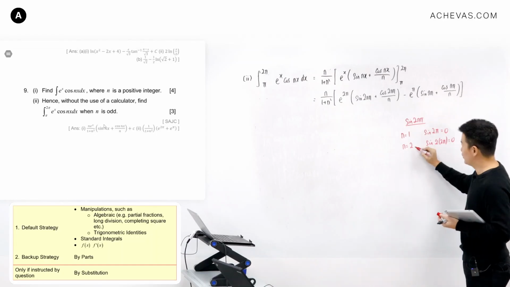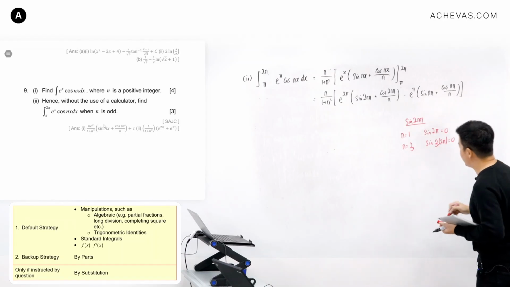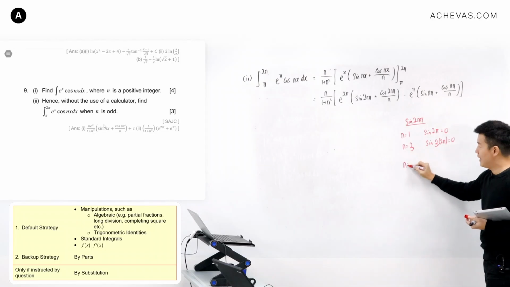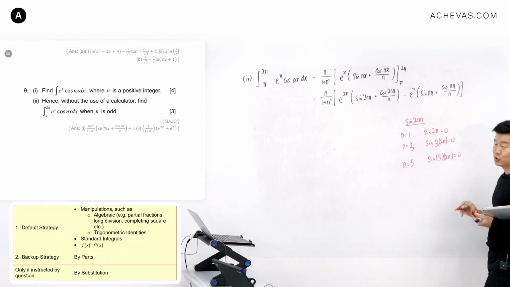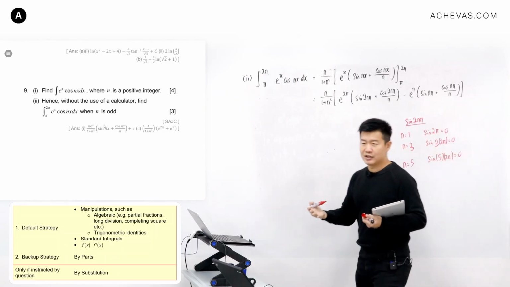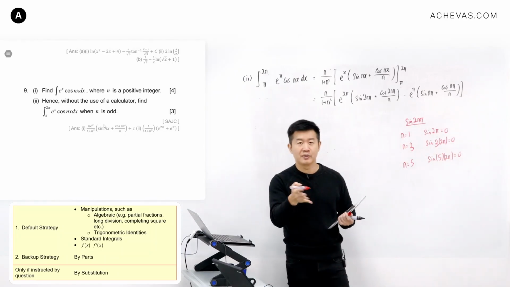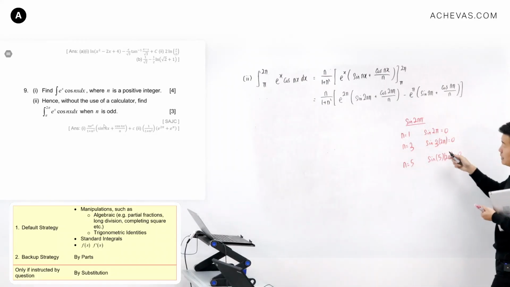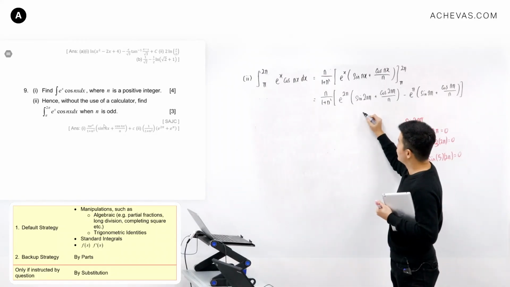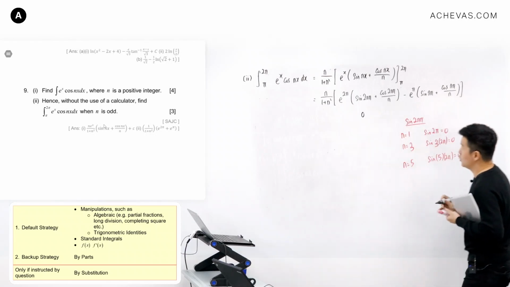Sorry, n is an odd number, so 3. So 3 times 2 pi, this is also 0. Then if n is equal to 5, then we have sine of 5 times 2 pi, and this is also equal to 0. Basically, it is just sine of multiples of 2 pi, which is always going to be equal to 0. So we are seeing this pattern happening, so we know this is going to be evaluated to be 0.